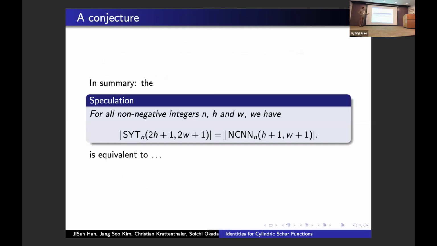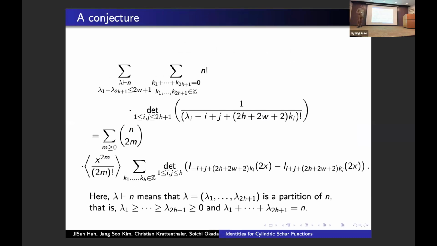So to summarize so far, this conjecture between numbers of standard Young tableau and numbers of matchings is equivalent to this very nice identity. But of course, how do you prove this identity? I didn't know. I sent it to my Korean colleagues.